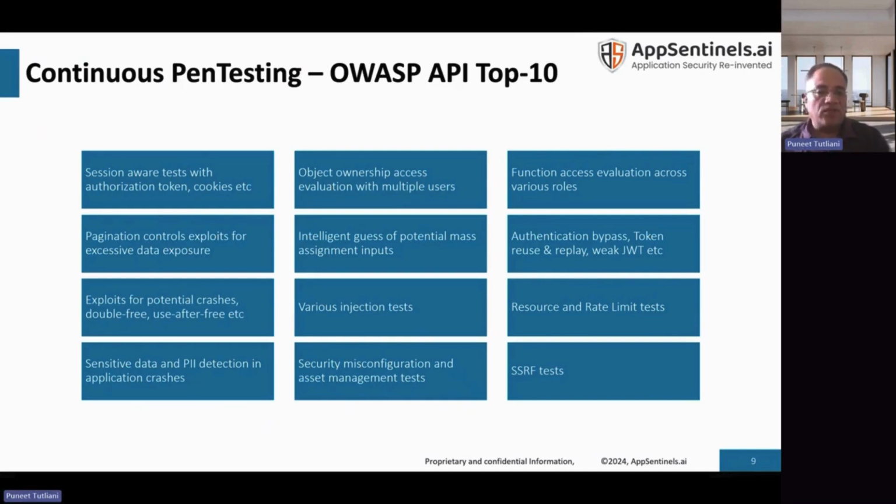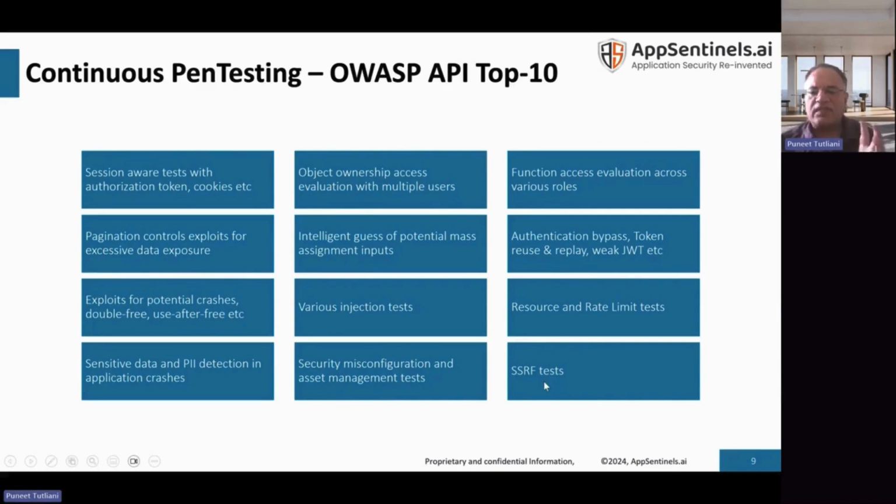The tool should have pagination controls, to check whether excessive data exposures are possible on APIs. It should be able to guess potential mass assignment inputs. It should test for authentication bypass, token reuse, token replace, weak JWT signatures, etc. It should test for potential crashes, double free, use after free. I would also call all of these a denial of service test, rate limit test. It should do resource injection tests. It should perform resource limit tests. It should also check for sensitive data, etc.